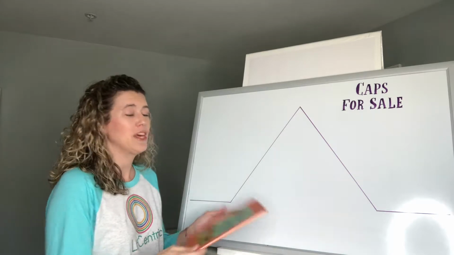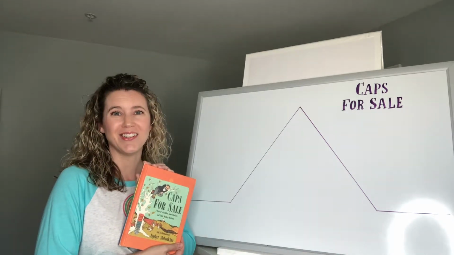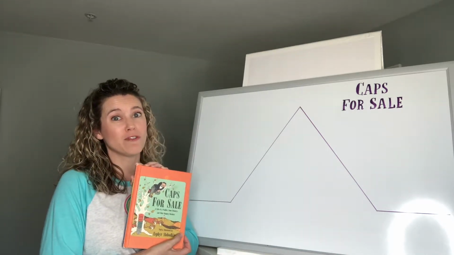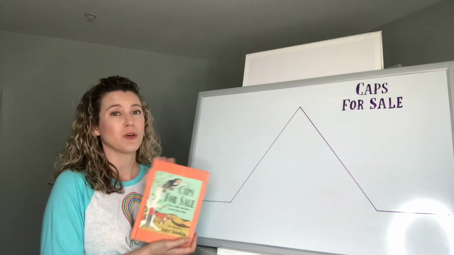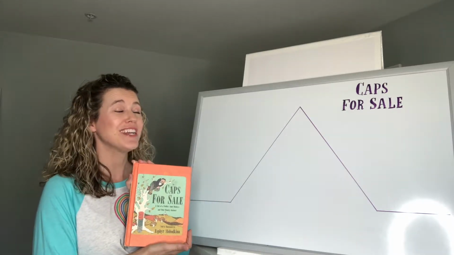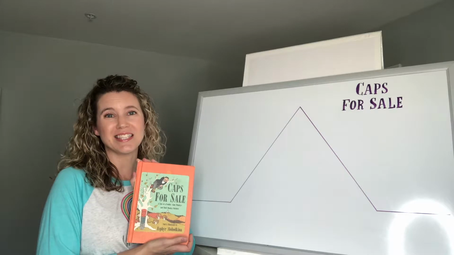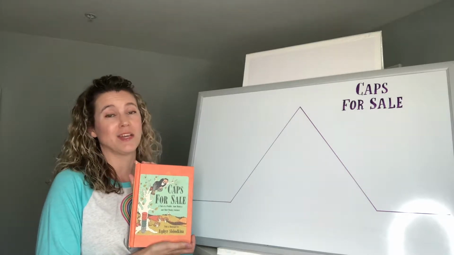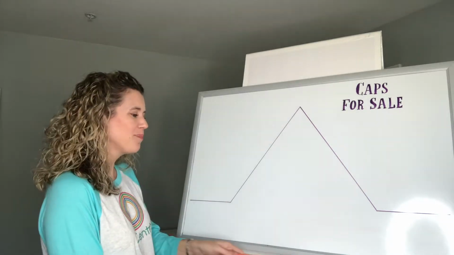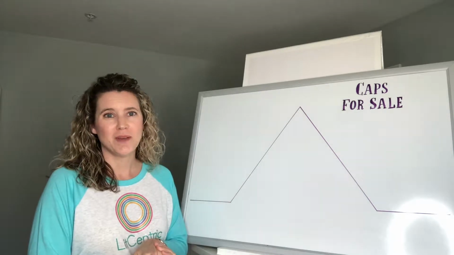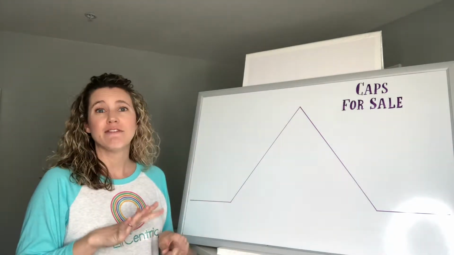And as you know, in this lesson, we're using Caps for Sale. So many of you know this book from long, long ago. I'm pretty sure this book came out right around the time my parents were born. So it's been here a long time, but it's still an oldie but goodie and a classic one that kids love. So with the story pyramid, we're going to label it in 5 different ways.